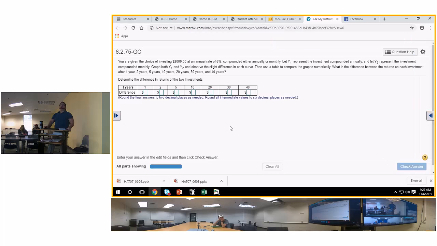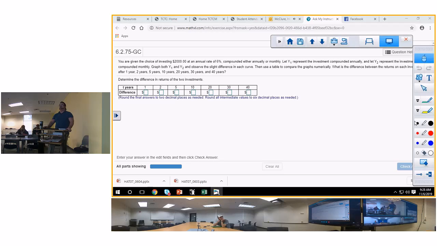You're putting $2,000 in a savings account at 6% interest, and you want to choose between annually or monthly. So what do you need to do? Plug everything in, monthly and annually. So you're going to have two choices. Here they are.